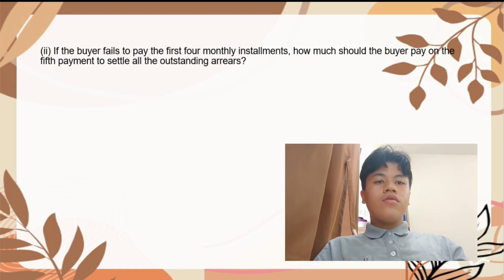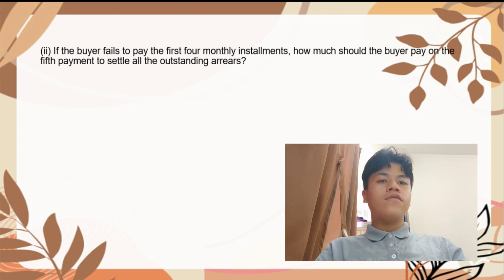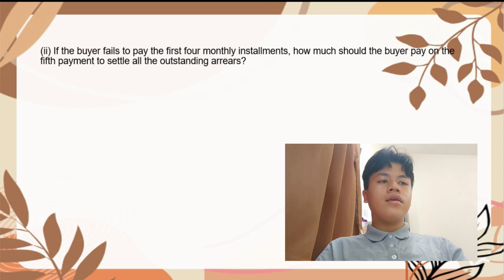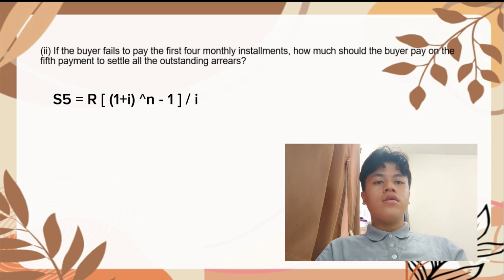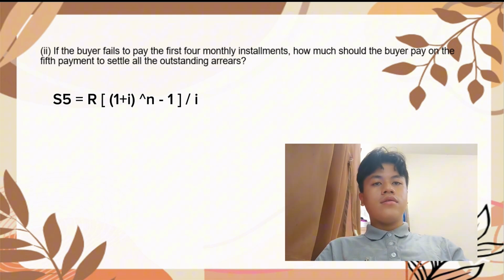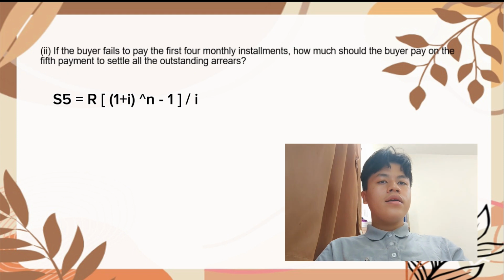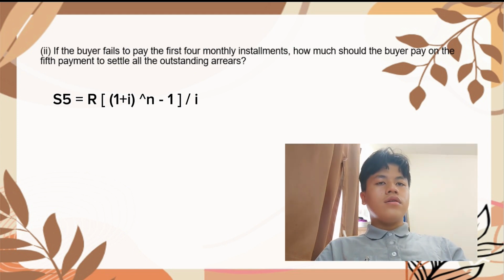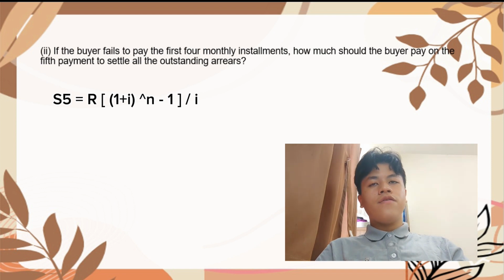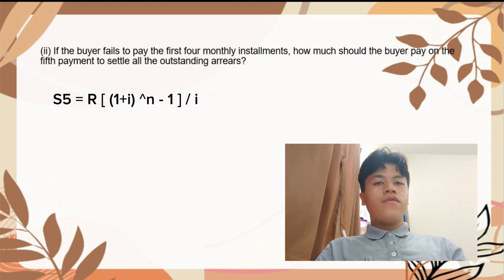For the second Roman, the question asks, if the buyer fails to pay for the first 4 monthly installments, how much should the buyer pay on the 5th payment to settle all the outstanding arrears? So, in order to solve this question, we need to use the future value formula, which is S5 equals R in a bracket 1 plus I in the power of n, 5, which is the monthly payment, the 5th payment, minus 1 over I. So, let's put the figures together.